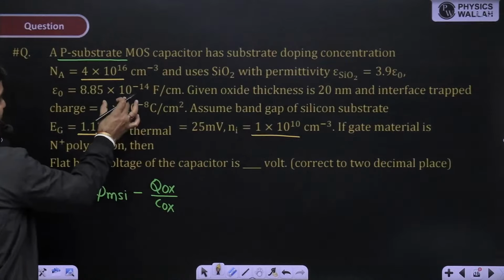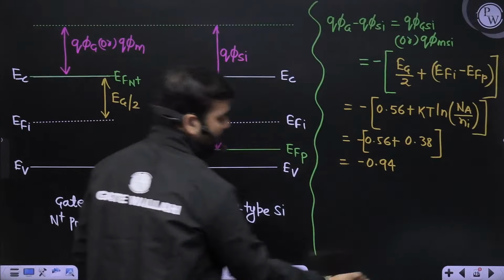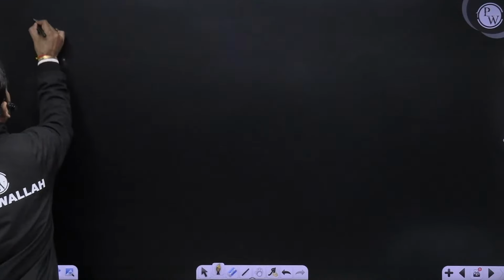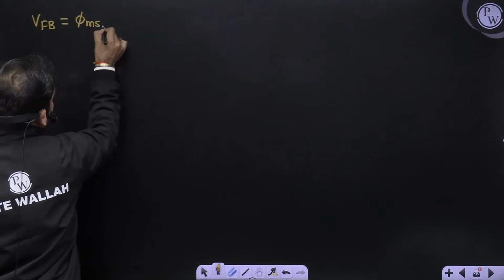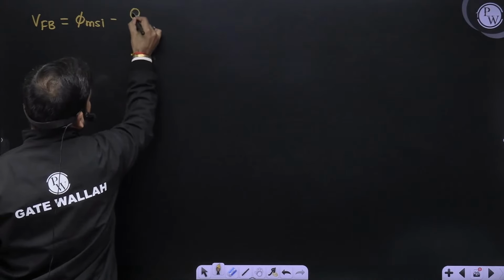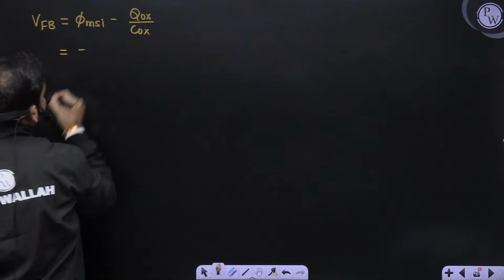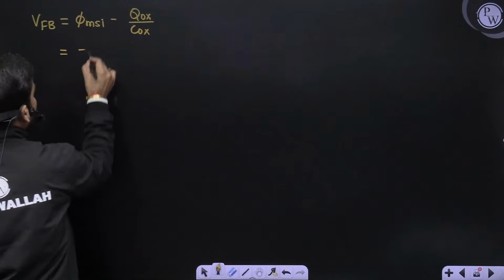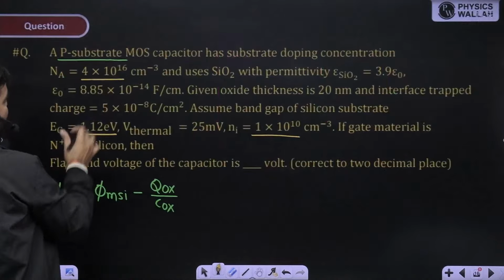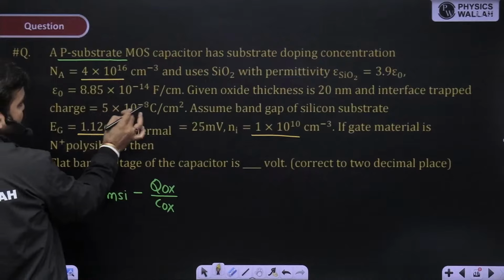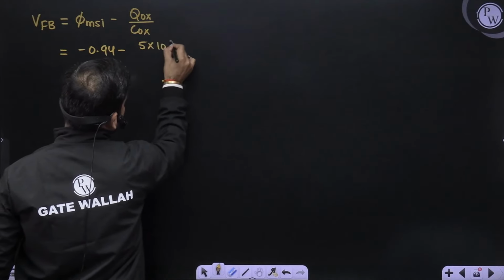Now Qox is given in the question. Cox is epsilon ox upon Tox. Just put all the values, we will be getting the answer. So flat band voltage will be how much? Work function difference in the voltage format minus oxide charge upon Cox. Work function difference is how much? You have minus 0.94 minus oxide charge. Positive oxide charge is given as 5 into 10 to the power minus 8.